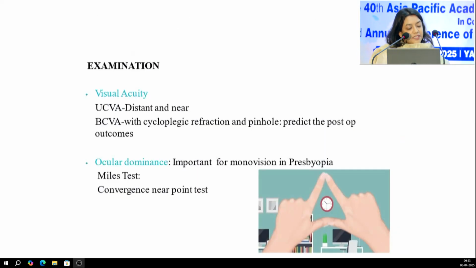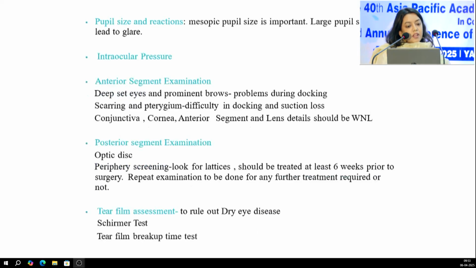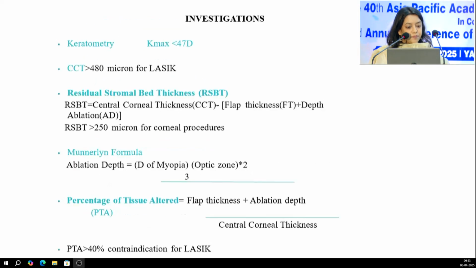After a proper consent and a proper history, we have to calculate the BCVA with cycloplegic refraction. The PMT and the POG shouldn't differ by more than 0.5. There should be a stable refraction for 1 year. We have to measure the pupil size, intraocular pressure, anterior segment, posterior segment for any lattice holes, and proper TFL assessment.